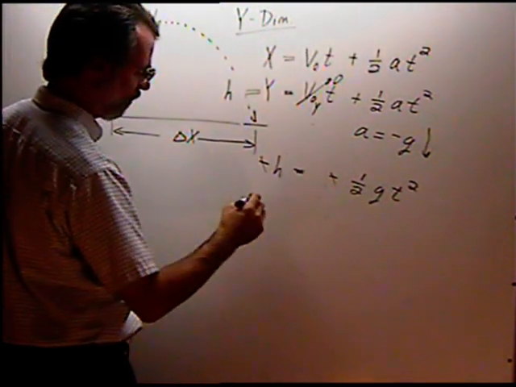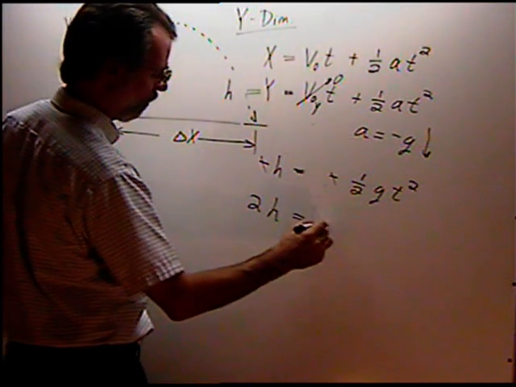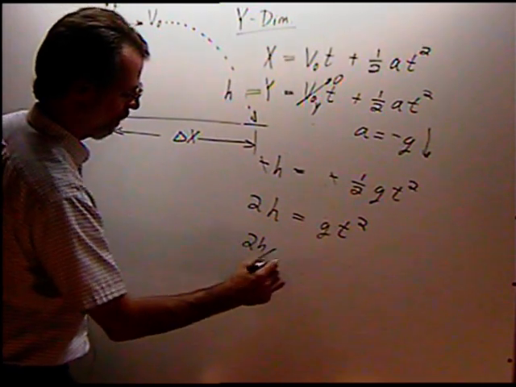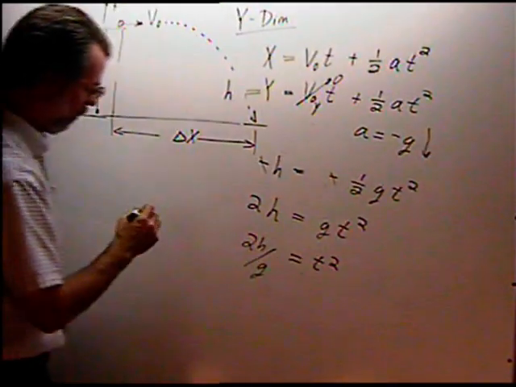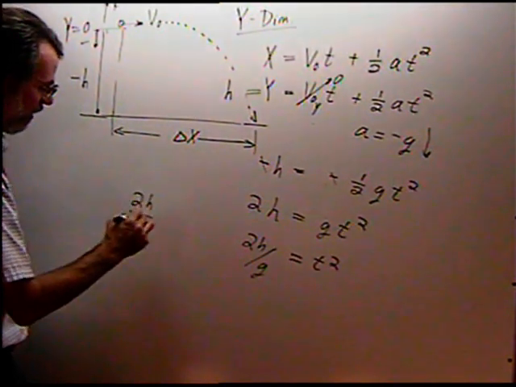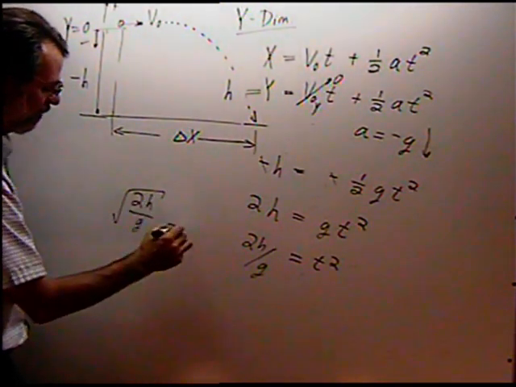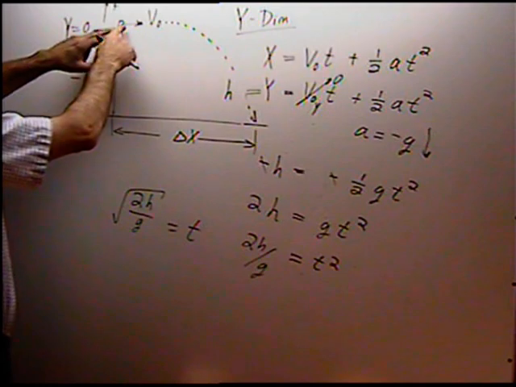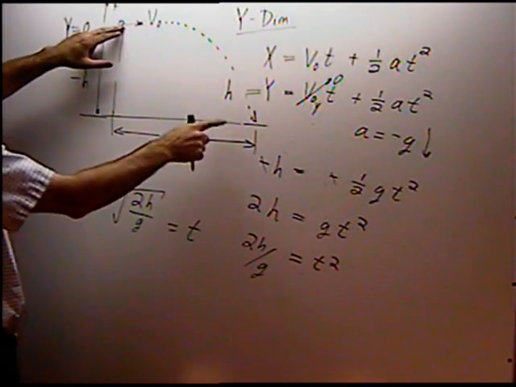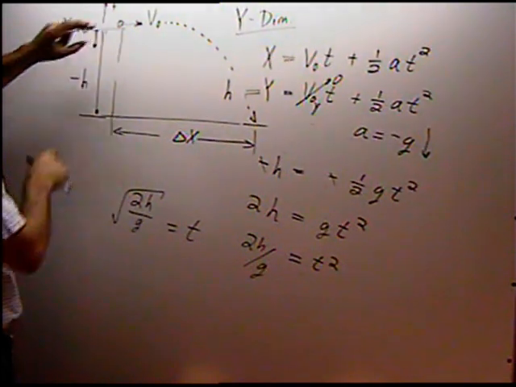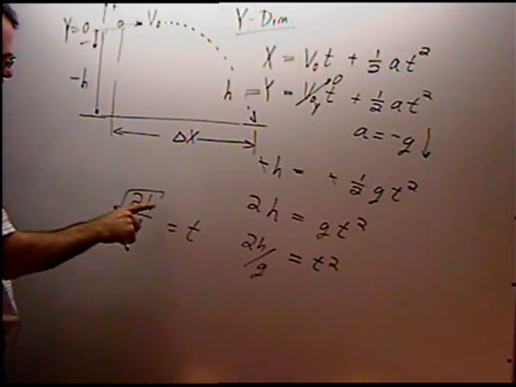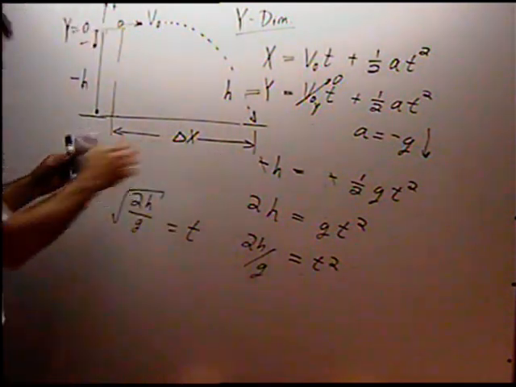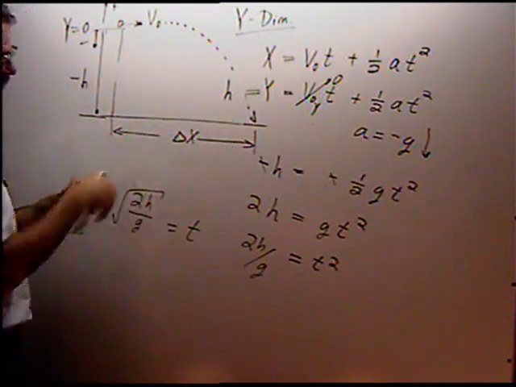I'm going to solve for t now, so I take 2h equals gt squared divided by g. 2h divided by g equals t squared, or the square root of 2h divided by g is equal to t. Okay? So my t, the total time from here all the way down to here, or how long it takes to fall, is the square root of 2 times h divided by g. Now that I have this, I can work on the horizontal component. I'm going to erase this now.